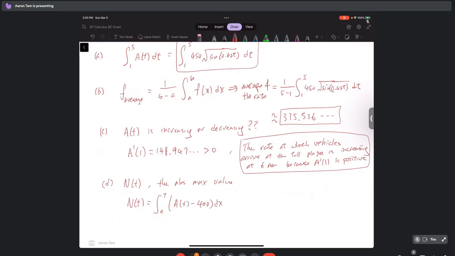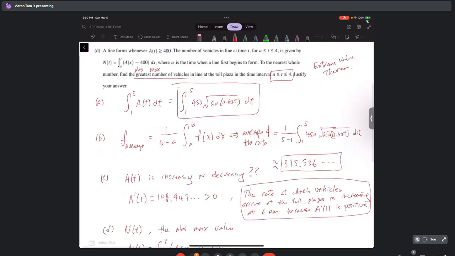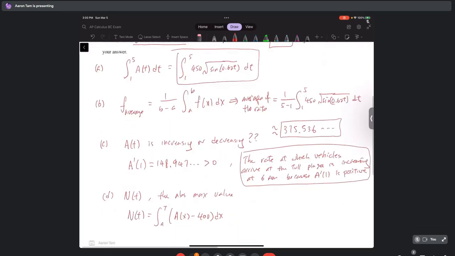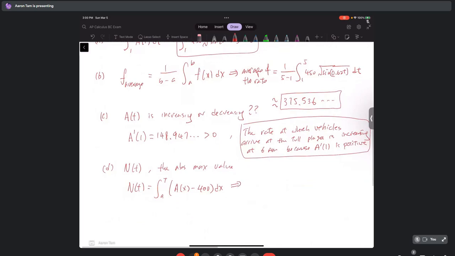In order to find the absolute maximum, I need to know the critical values and the endpoints. The critical value, if you read the question correctly, is where the line starts to form, whenever A of t is greater than 400. And if I take the derivative N prime of t, according to the fundamental theorem of calculus part 2, the derivative is just A of t minus 400.